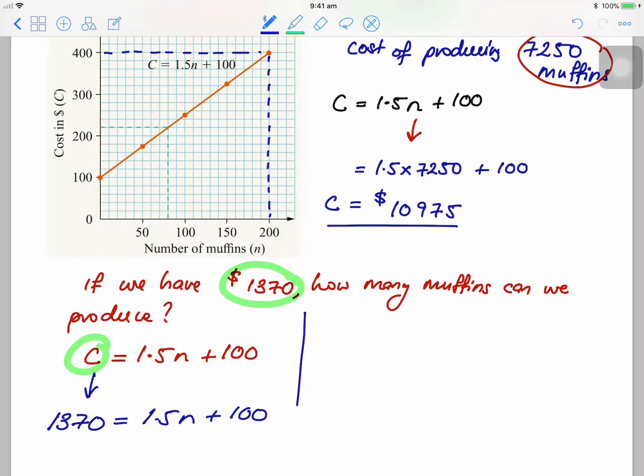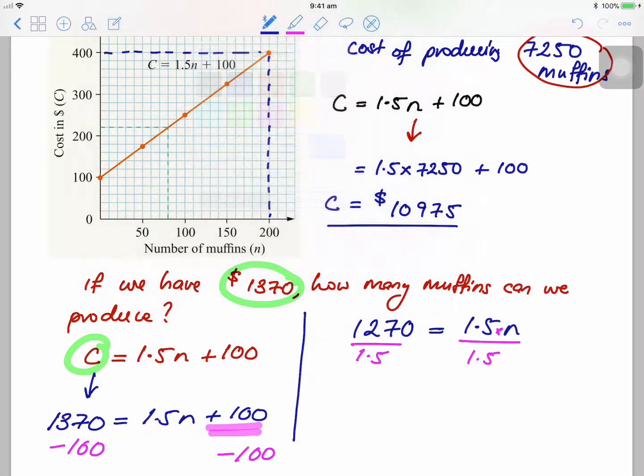Your previous work in equations will help you solve this at this stage. This is just a two-step equation with ugly numbers. The first order of priority is to move that 100 to the other side, and we're going to do that by subtracting 100 on either side. That brings you to 1,270 is equal to 1.5 n. Remember now that this means 1.5 times n, so to remove the 1.5 from the n, we will divide both sides by 1.5.